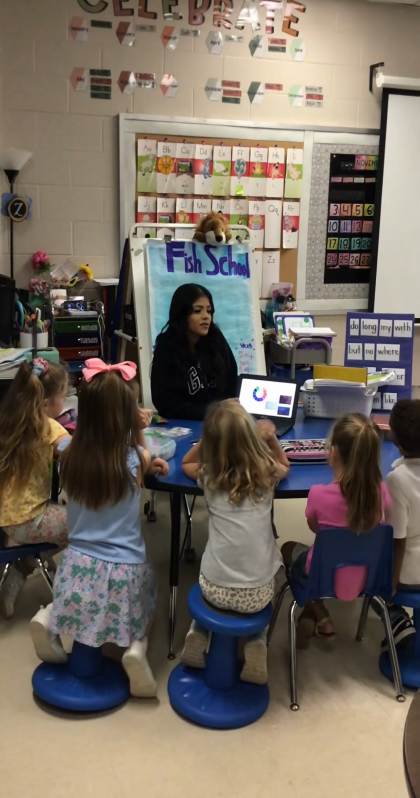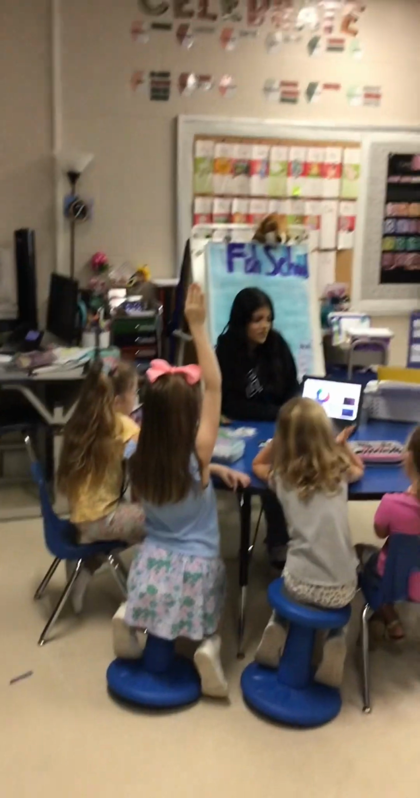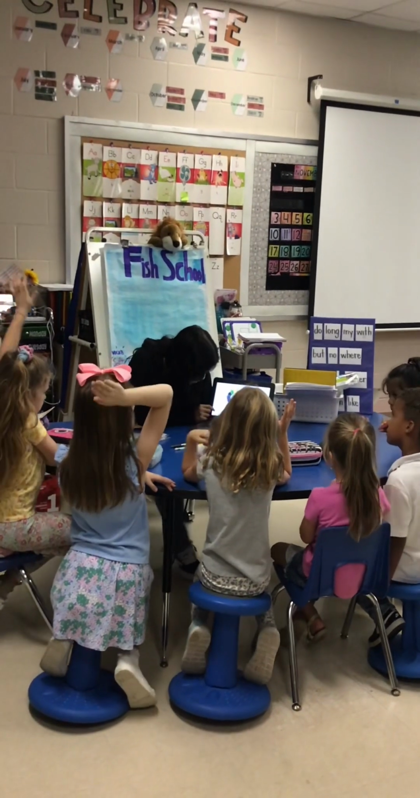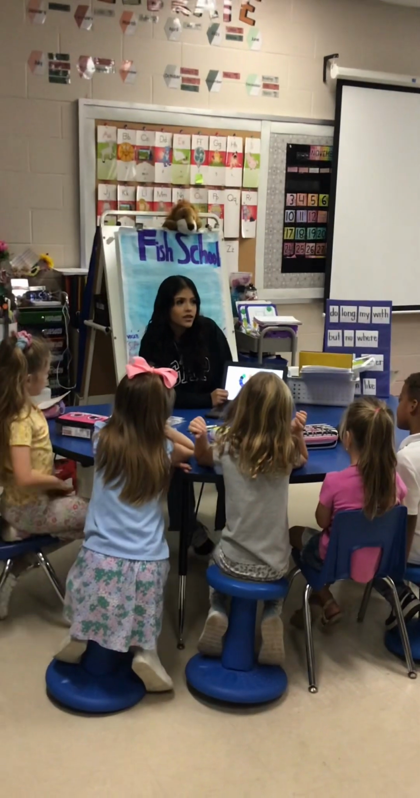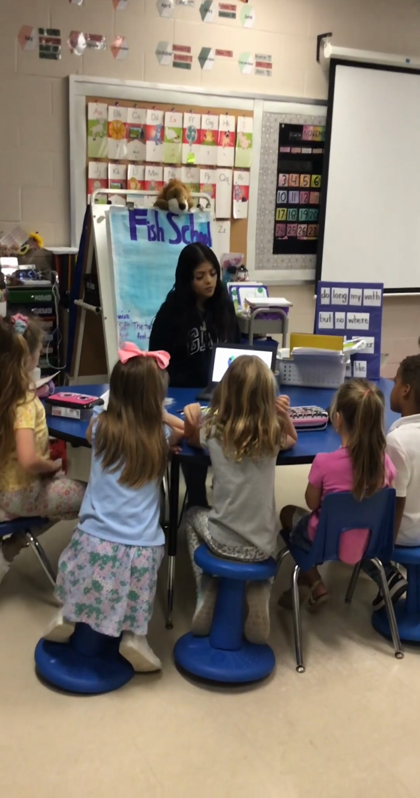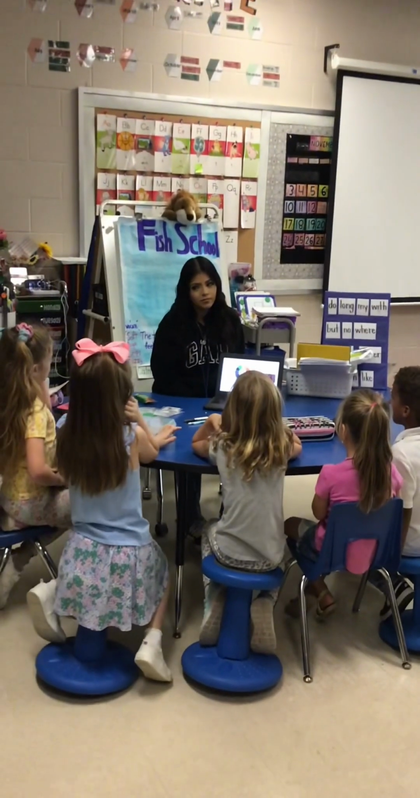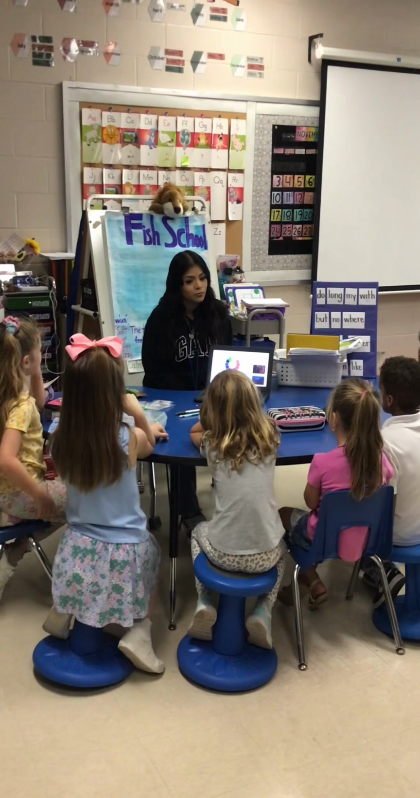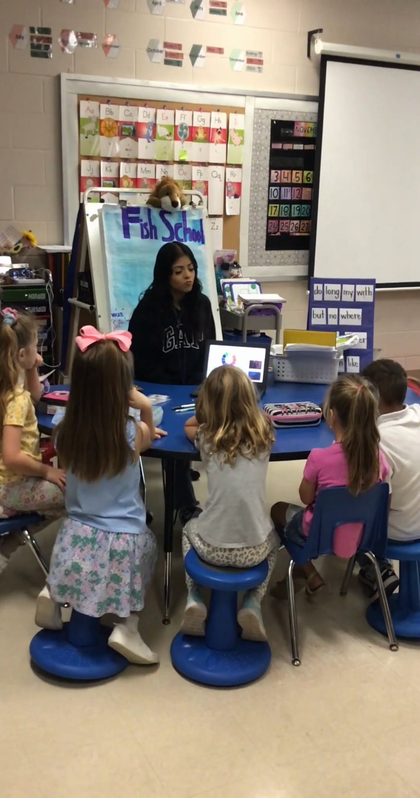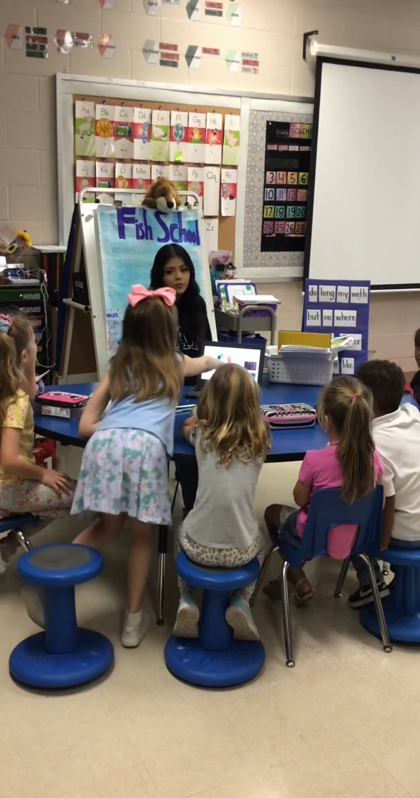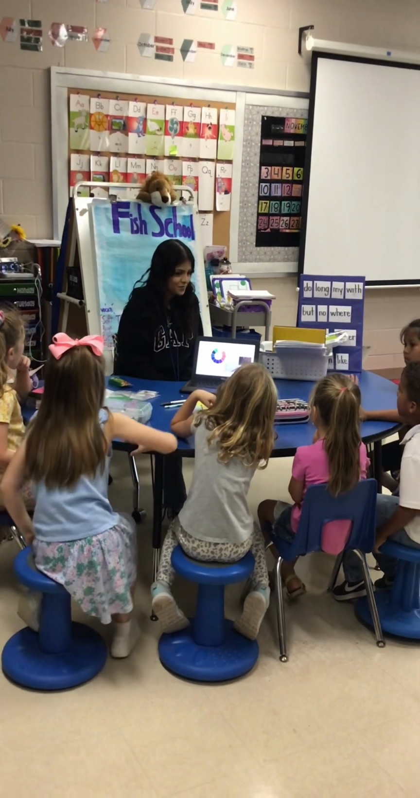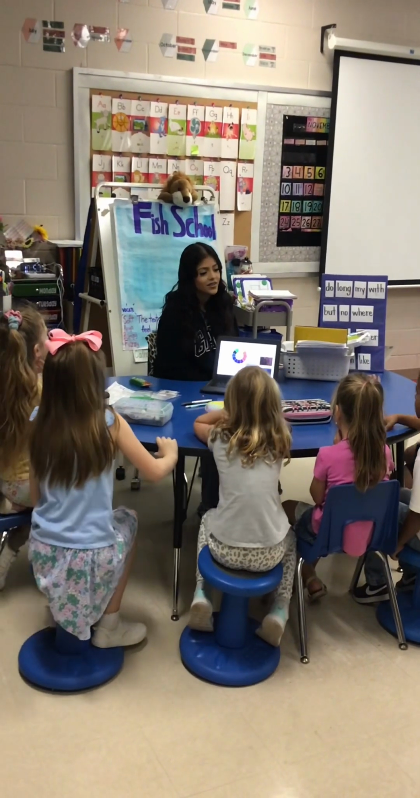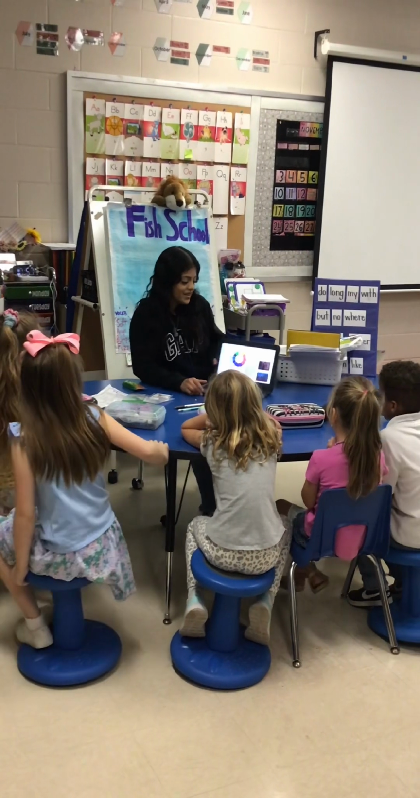Now texture. What do you think texture is? That's okay. The texture is the feel of something: smooth, rough, fuzzy, bumpy. Let's say we touch a cat. How would it feel? Soft, fuzzy. Now what about a snake? Scaly. Kind of bumpy. What about a fish? Smooth. Scaly. Maybe slimy because it's in the water. And wet. Yes. Very good.